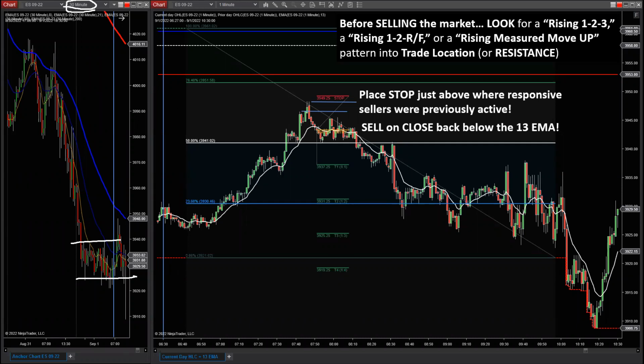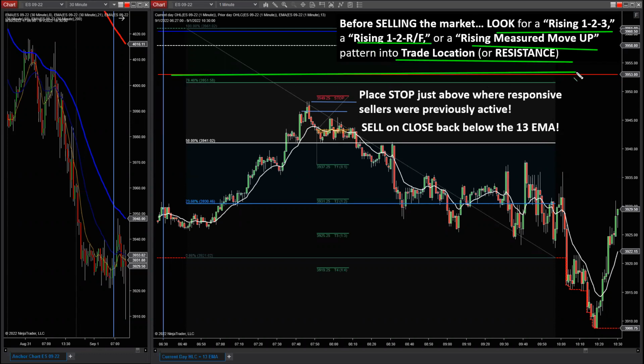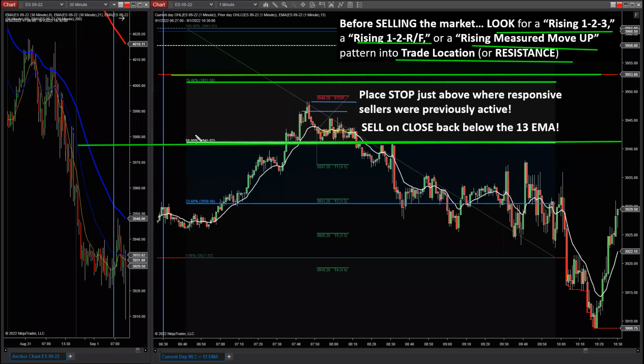Okay. So now what do we have here? What are we looking for before we sell the market? Right. Look for a rising 1, 2, 3, 1, 2 retest failure or measured move up into trade location or resistance. Well, you've got trade location here and here and 50%. And remember what I was saying about shorting the market intraday? The highest odds are when it's above the 50% level, right?